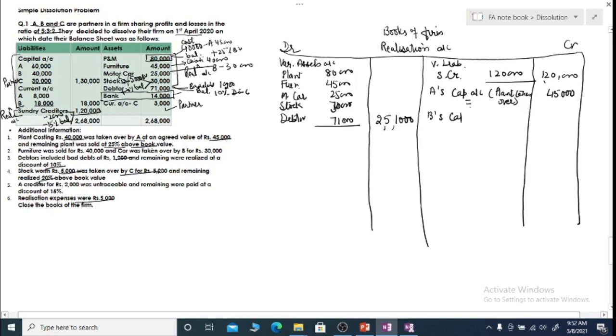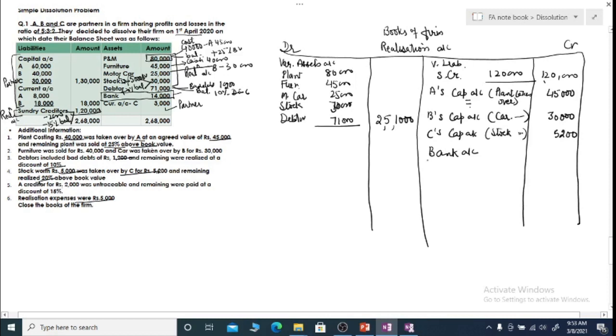So B's capital account, car taken over 30,000. C is also taking over stock. So C's capital account, stock taken over. So that is for 5,200, right? And all other things are realized in cash. So we'll simply record bank account. As I had explained to you, we have cash or bank account, so whichever account is mentioned, accordingly we will record it here.